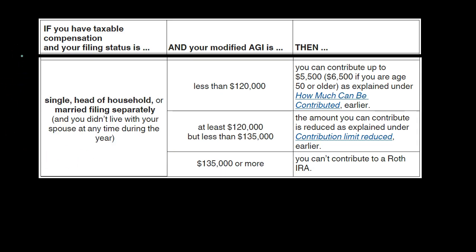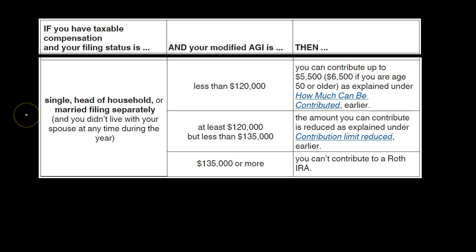If you have taxable compensation and your filing status is single, head of household, or married filing separately, and you didn't live with your spouse at any time during the year, so they have that special rule now where, okay, you're married filing separately, but maybe you're pretty much separated if you didn't live with your spouse, and that falls into this category, and your modified AGI is less than $120,000, then you can contribute up to $5,500, $6,500 if you are age 50 or older, as explained under how much can be contributed earlier.